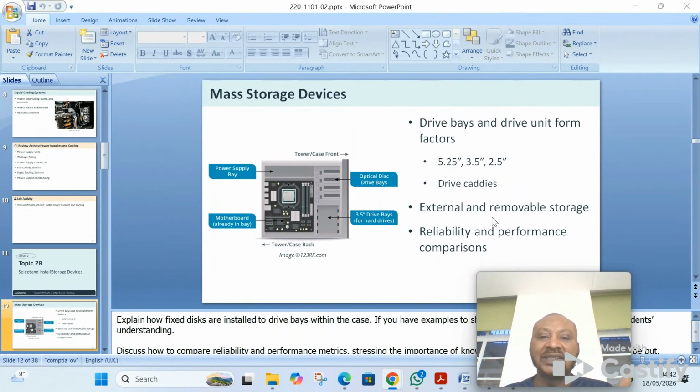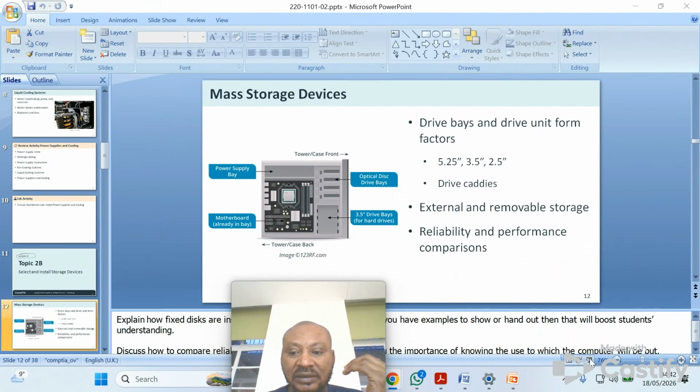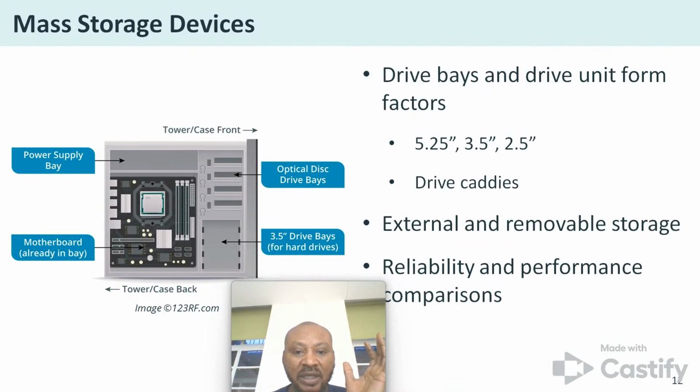So let's look at the external storage. For the external storage, you just connect to the USB port and you're good to go, right? Now, for the internal storage, the system itself has a storage bay like this. See, the optical drive bay. They have this for the standard storage. So the standard storage are the hard drives that you connect to the motherboard.